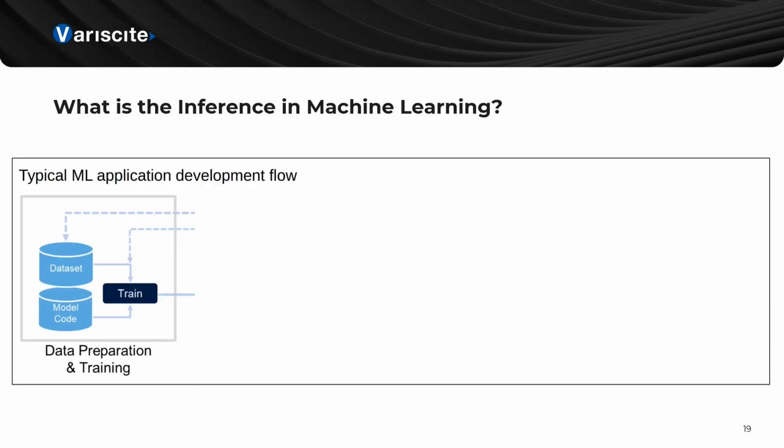The second main concept to understand in machine learning is inference. Inference is the process of using a trained model to make predictions or decisions based on new data. The NPU is specifically designed to accelerate inference time.